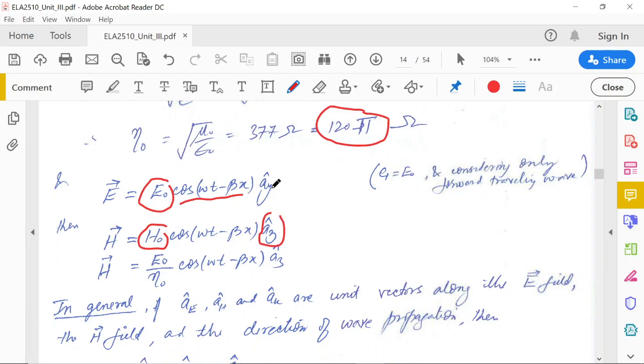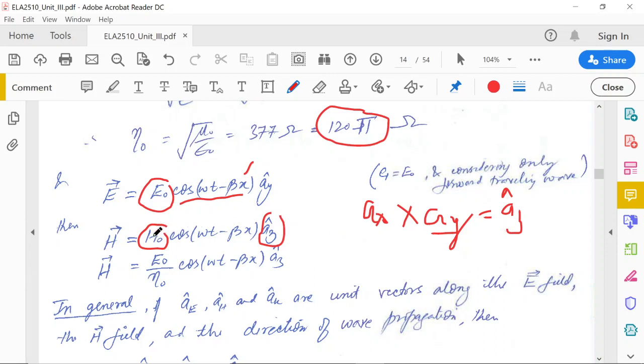Now because we have taken a_y and the wave is propagating in the x direction, you have to take a_x cross a_y, and that will give you the direction of H. So a_x cross a_y will give you a_z. So the direction a_z is perpendicular to the direction of the electric field, and it will be perpendicular to both a_x and a_y.